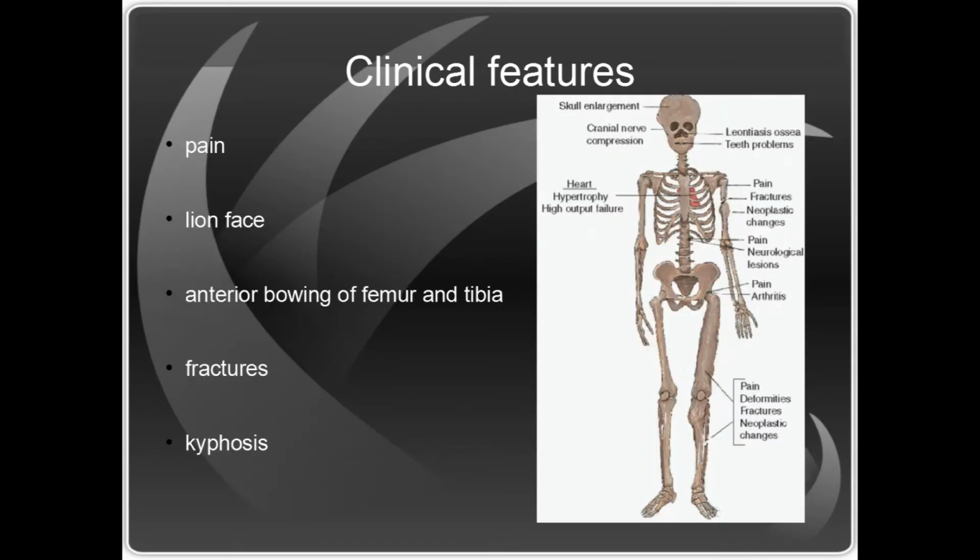On examination of the patient, the history that will be given is one is pain. The pain is due to, first, cranial nerve or any nerve entrapment in the bone, that is one thing. Second, pain can be explained by microfractures in the bone. Other symptoms include lion face, that is enlarged skull, anterior bowing of femur and tibia, symptoms of fractures, and stooping of the patient anteriorly, that is kyphosis. This is basically because of fractures in the vertebral column.